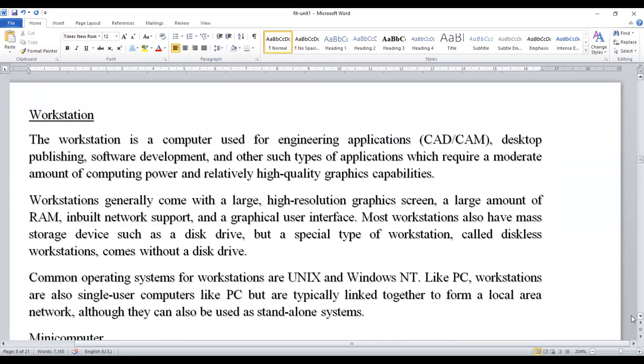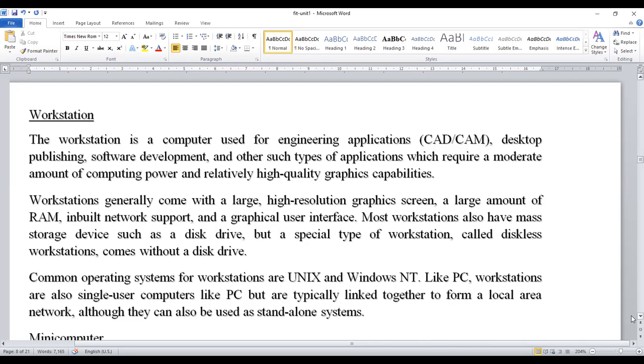So what is a workstation? A workstation is a computer used for engineering applications like CAD, CAM, desktop publishing, software development, and other such types of applications which require a moderate amount of computing power and relatively high quality graphics capability. So what type of engineering applications do we have? CAD and CAM. What is CAD? CAD is computer aided design.